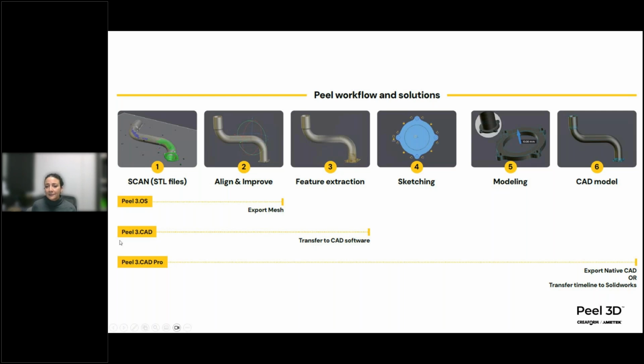Peel 3.CAD, the second line you see here. This is the Scan-to-CAD bridging solution that you're already familiar with, where the key benefits are the feature extraction of entities, surfaces, and cross-sections, and then being able to transfer those features to a CAD software to begin the CAD creation. Peel 3.CAD Pro, the last yellow line shown here, this is our newest solution where the new tools for sketching and modeling support CAD model creation, the ability to export your newly created solids into any CAD software, and direct transfer the timeline to SOLIDWORKS.